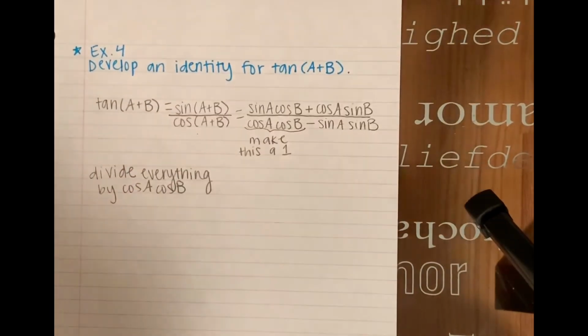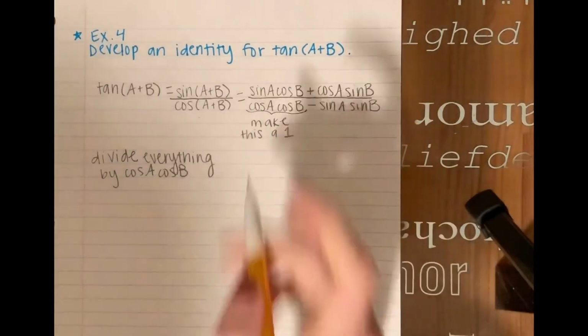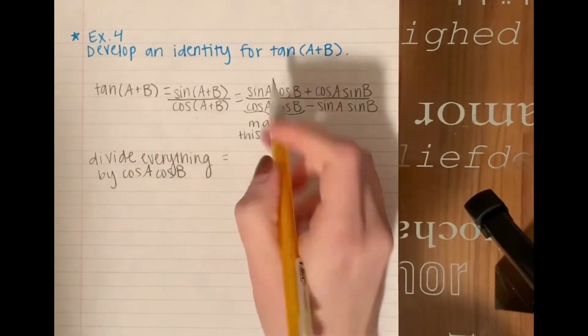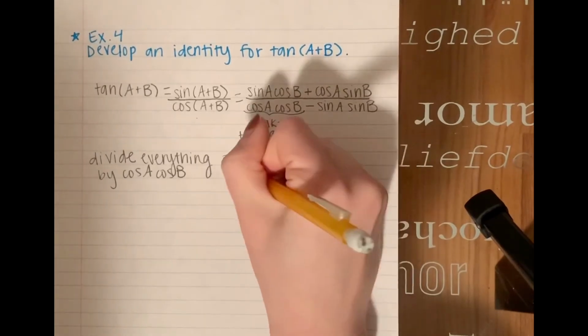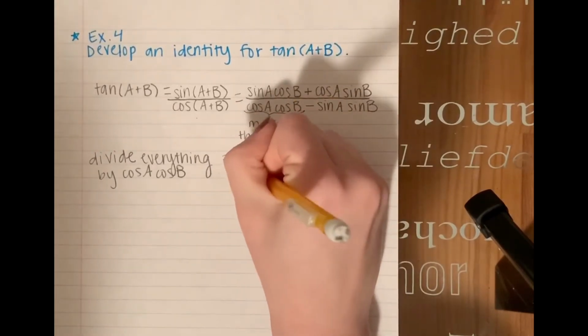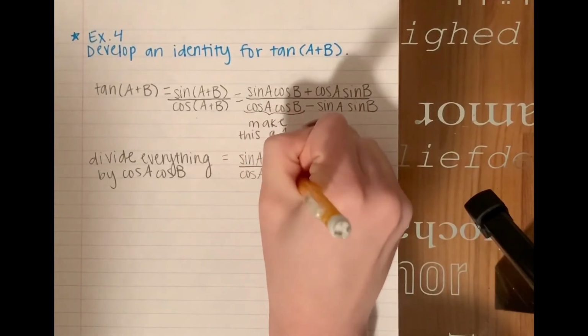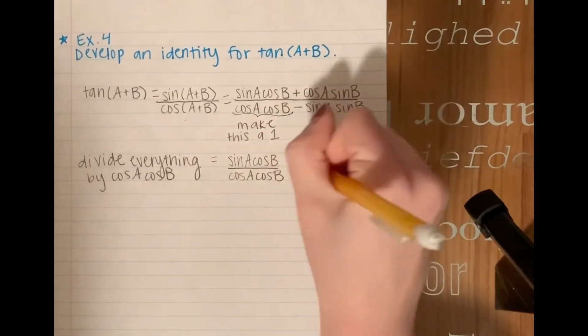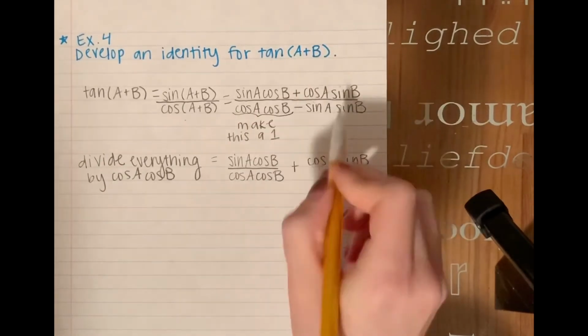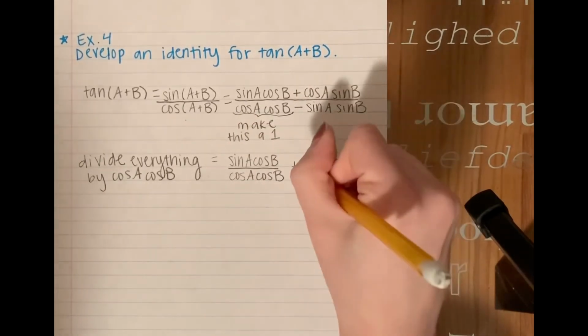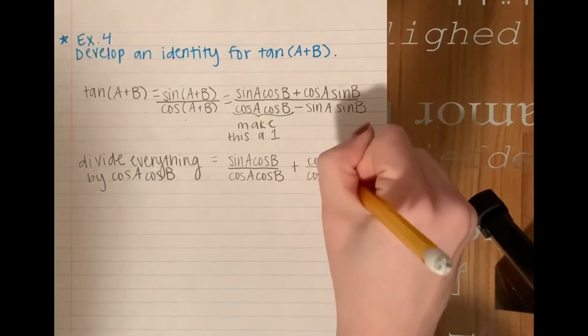And here's what happens if we do that. I'll write it real big. So sine A cosine B, and we're dividing that term by cosine A cosine B, plus we have cosine A sine B. So this is just the numerator that I'm doing right now. We're dividing that also by cosine A cosine B.